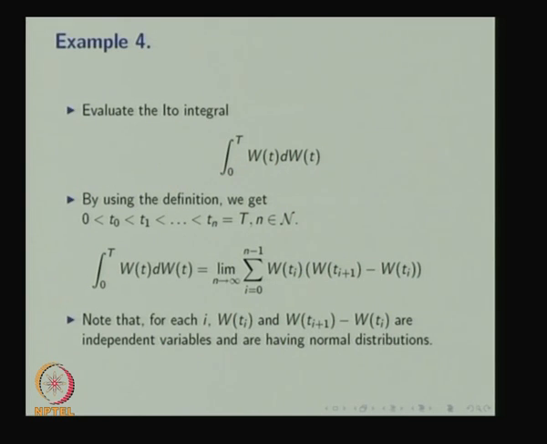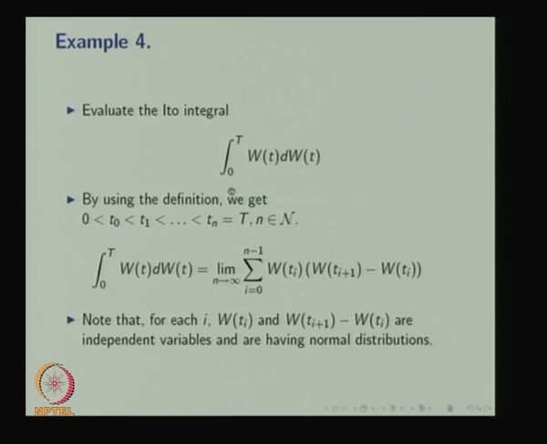So we can partition the interval 0 to capital T into n parts. Then, as the limit as n tends to infinity, the integral is the limit of the sum over i from 0 to n minus 1 of W(t_i) times the difference of the W's. This is the same definition we gave for the Ito integral.